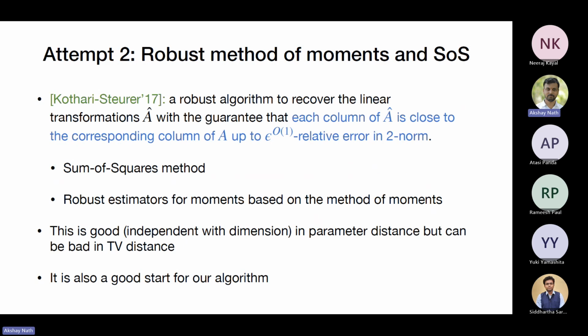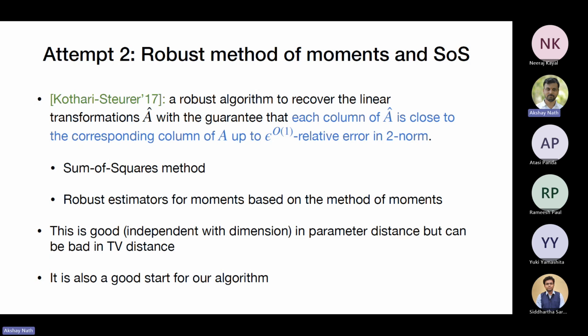So our second attempt, we can use the very popular and robust method of moments, or the sum of squares method. There is a result by Kothari and Spira. They gave a robust algorithm to recover the linear transformation. They only focus on the linear transformation because they don't want to recover the translation, like using the total variation distance metric. So the robust moments estimation algorithm already gave them a very good estimation of the translation.